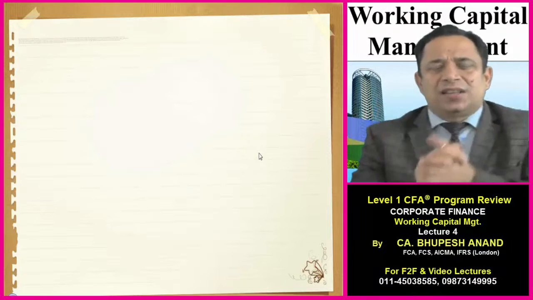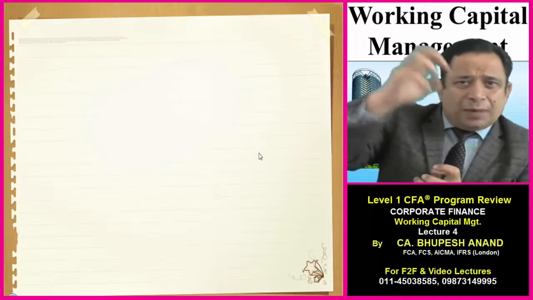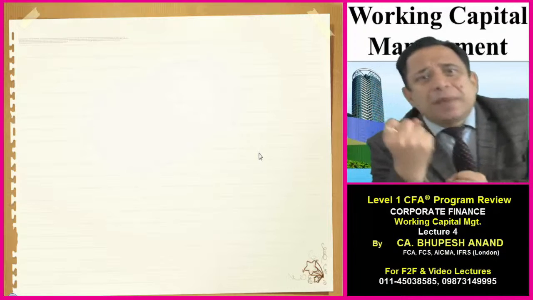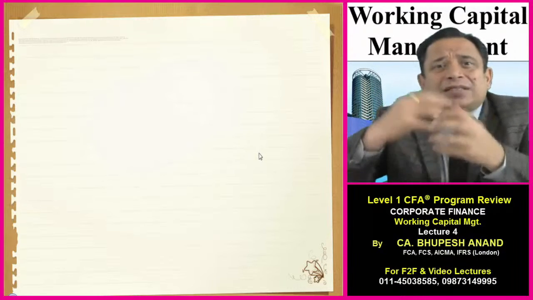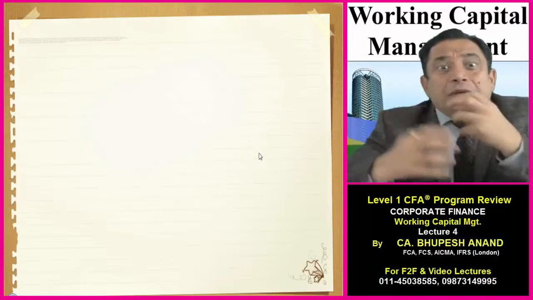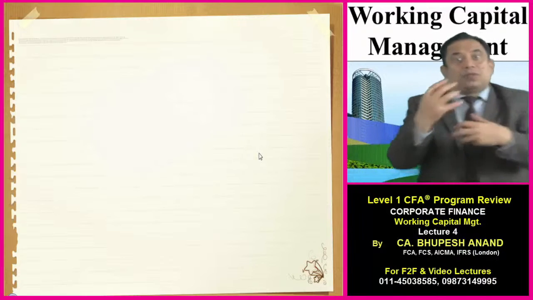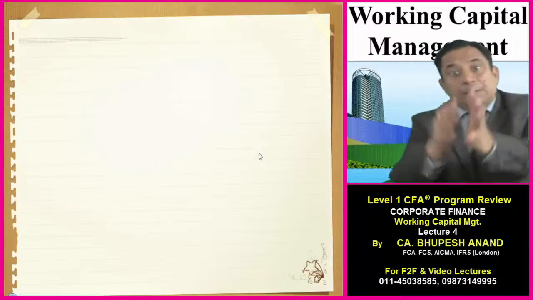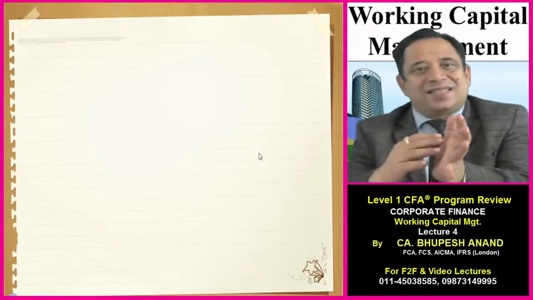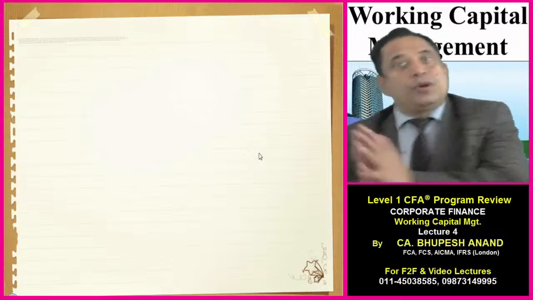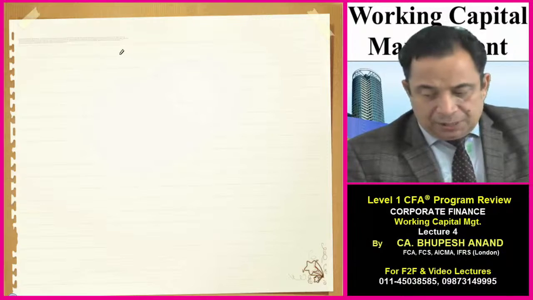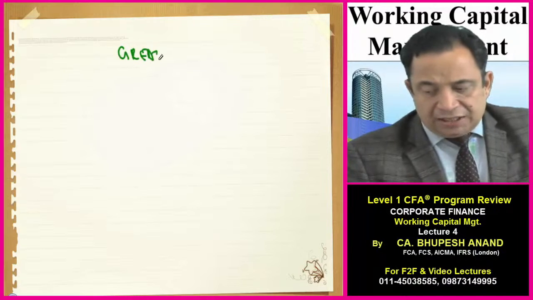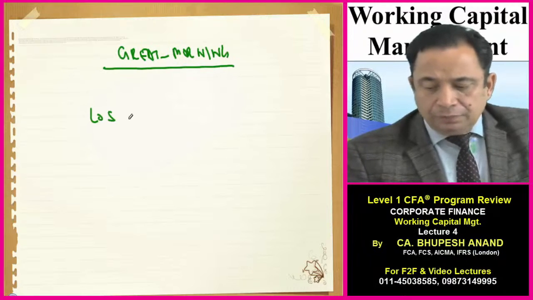So today's learning outcome B is: what are the liquidity measures? How to evaluate them, what are the benchmarks, how to check the liquidity measures, what are the liquidity tools, what are the ratios involved, and how to compare with peer companies, whether firm A is doing good or firm B is doing good. So today's lecture will be lecture number 4. I repeat, Bhupesh Anand, going to start with lecture number 4, learning outcome B.